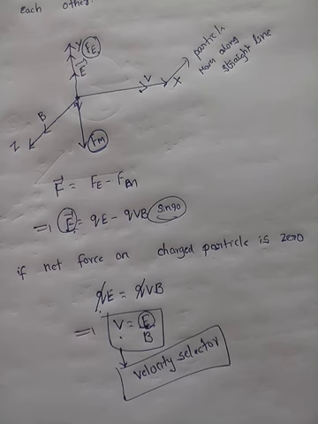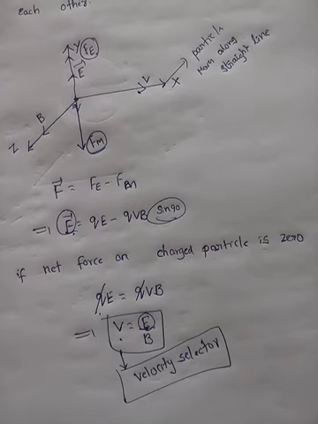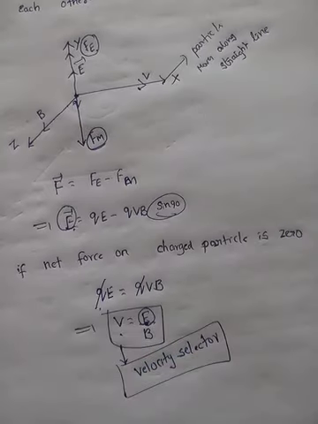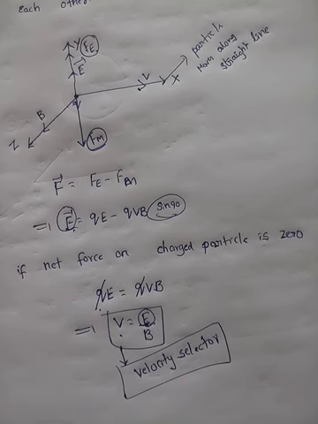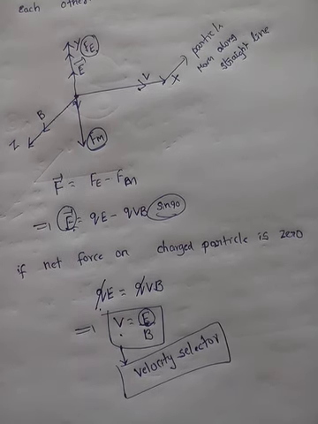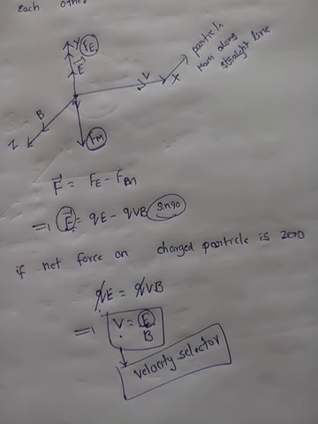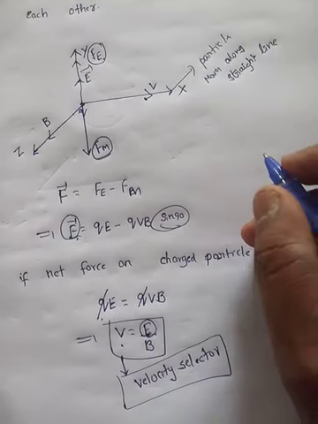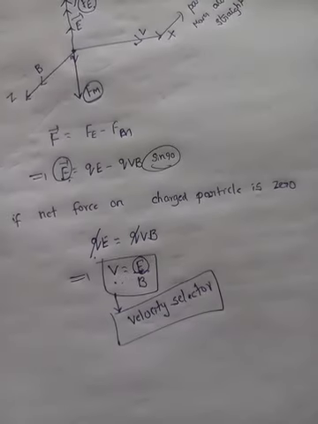That's why it is called what? Velocity selector. So why is it called velocity selector? It is an arrangement of crossed uniform electric and magnetic fields used to select the charged particles of a particular velocity. So we can select the velocity of charged particles from a beam of charged particles. So this is called the velocity selector.